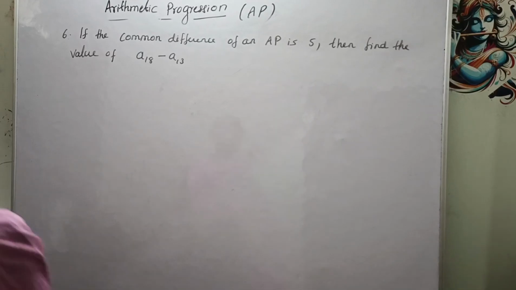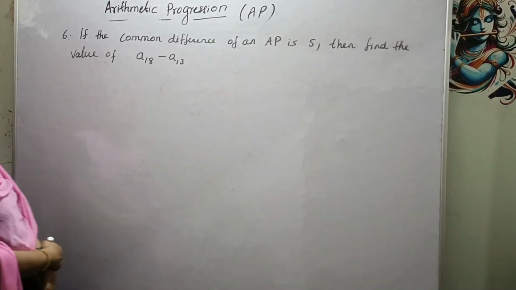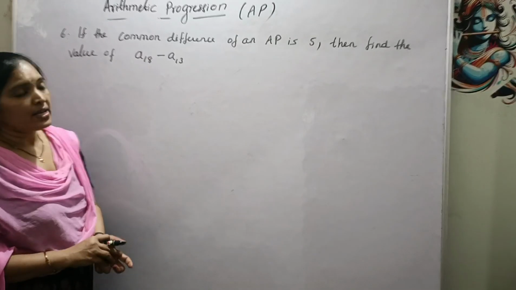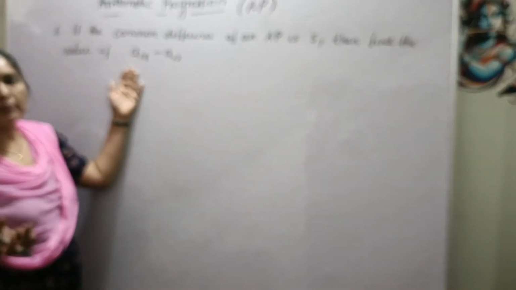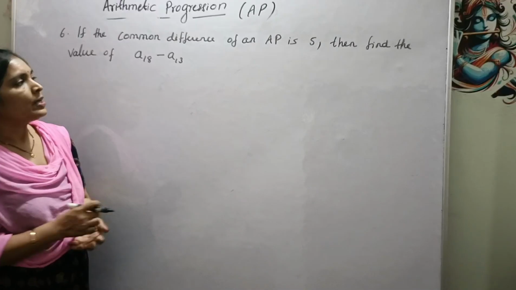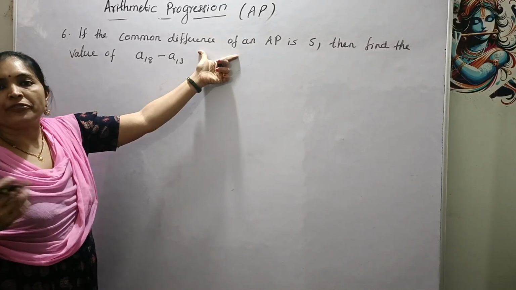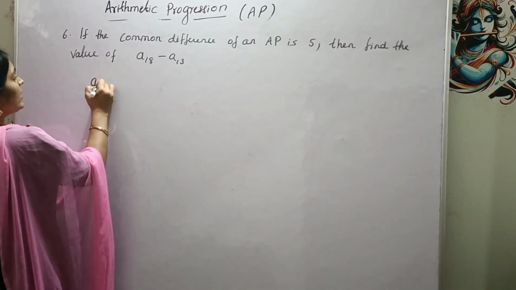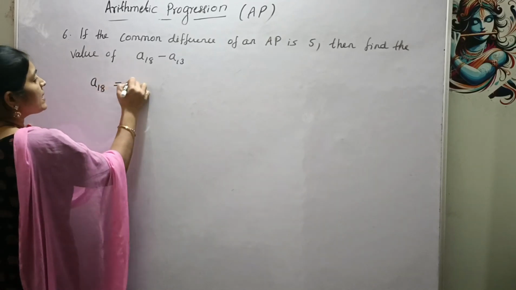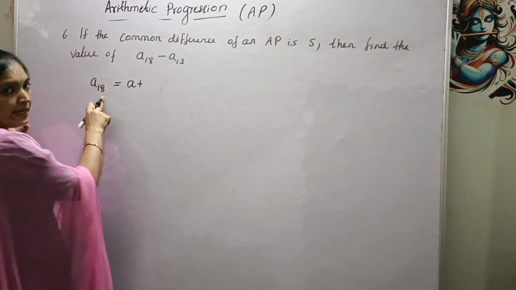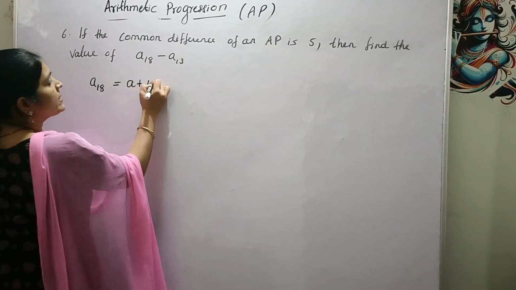If the common difference of an AP is 5, then find the value of A18 minus A13. Here A18 is nothing but the 18th term, A13 is the 13th term. So we have to find A18 minus A13, and the common difference of the AP is given. A18 can be written as a plus n minus 1 into d. What is n? 18. N minus 1, that is 17.